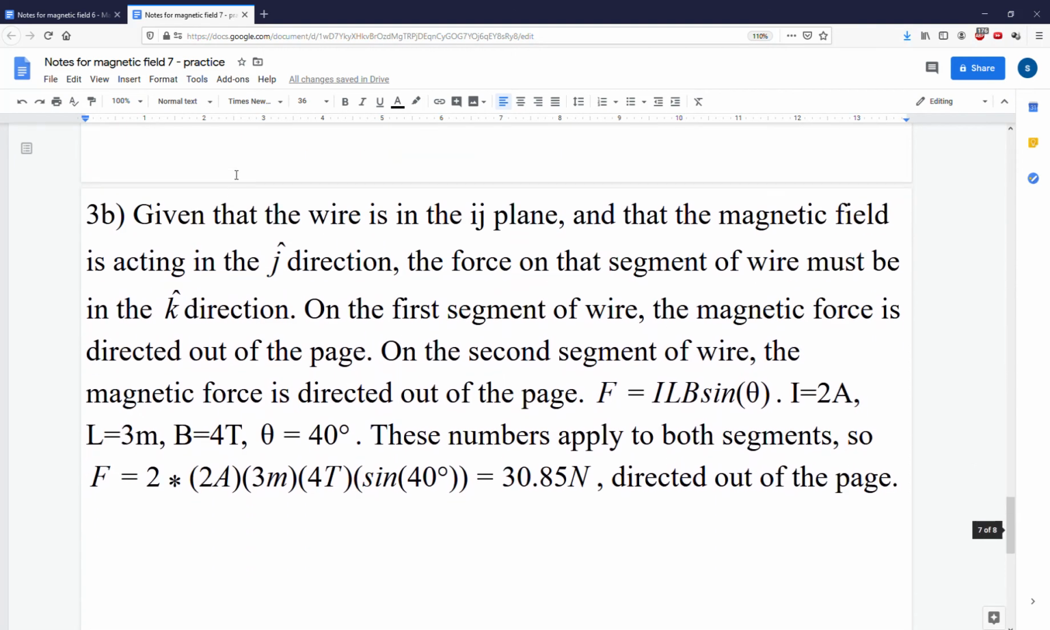Part B. Again, both wires are in the IJ plane, and the magnetic field is acting in the J direction, which is also in the IJ plane. So again, the force on these wire segments must be in the K direction.